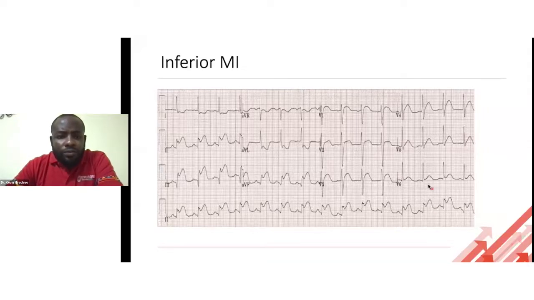So inferior MIs, look for right ventricular extensions, avoid nitroglycerins. IV fluids are your best friend here. Involve the cardiology team as soon as you can. Of course, you've already given your aspirins, your clopidogrels, your atorvastatins, and all that. Okay. Again, I think that's it. We can go to the next one.